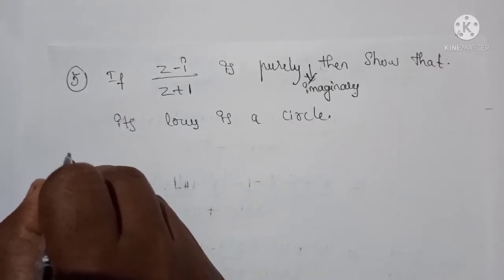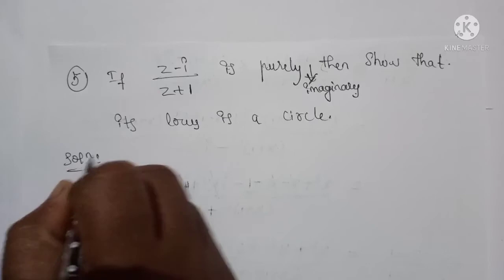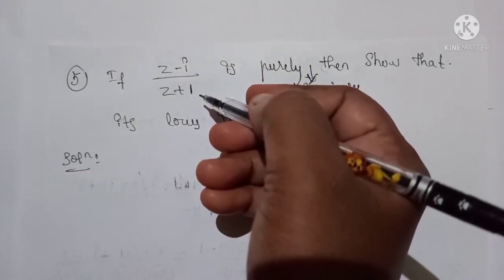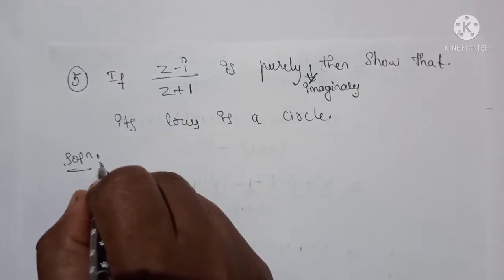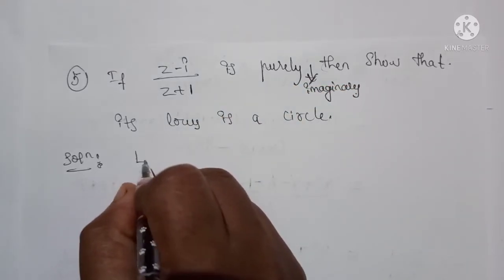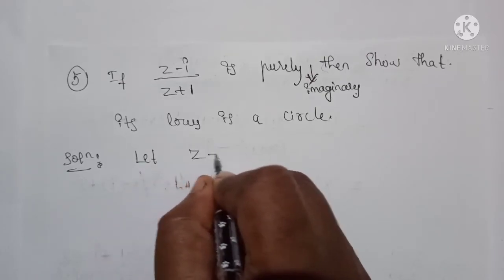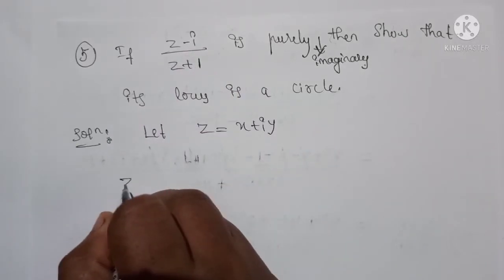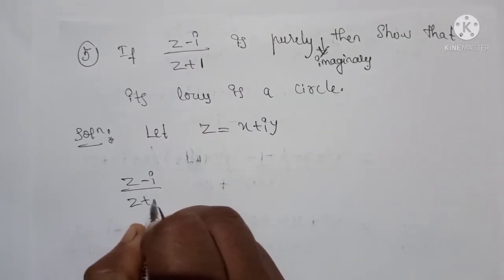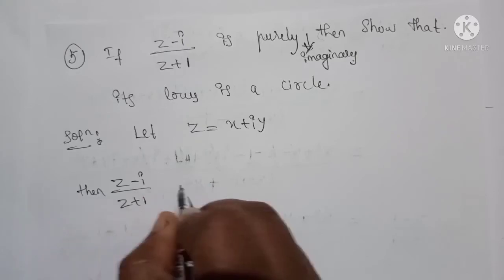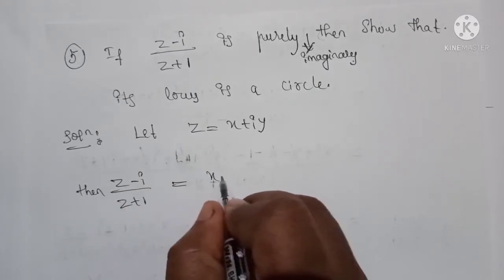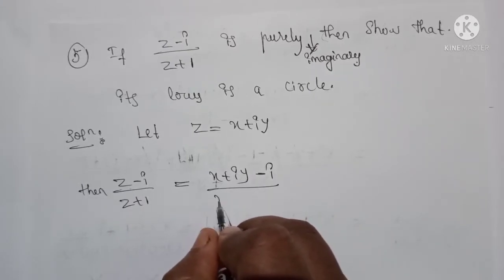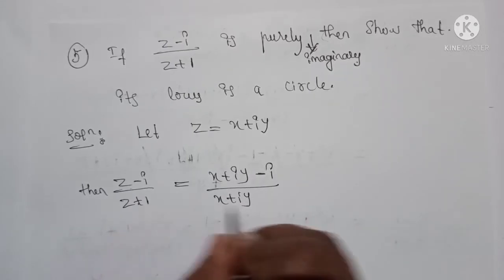Okay, so for that we first have to express this in x plus iy form, that is, we have to separate the real and imaginary parts first. Therefore, let z equal x plus iy. Then (z minus i) divided by (z plus 1) is equal to (x plus iy minus i) divided by (x plus iy plus 1).